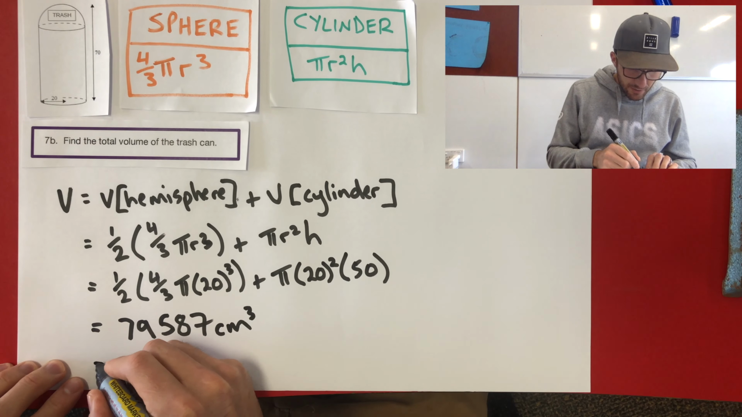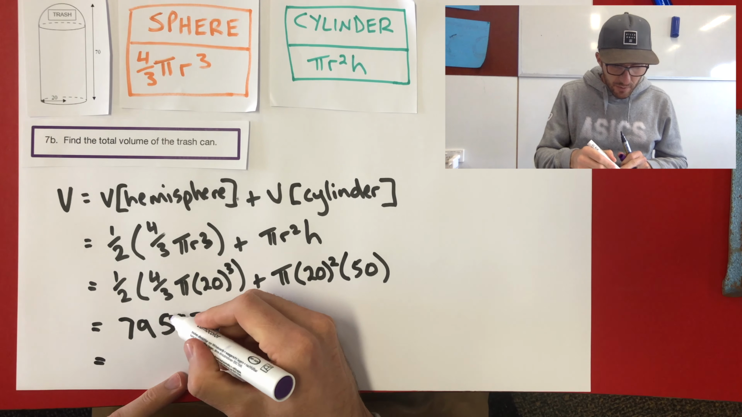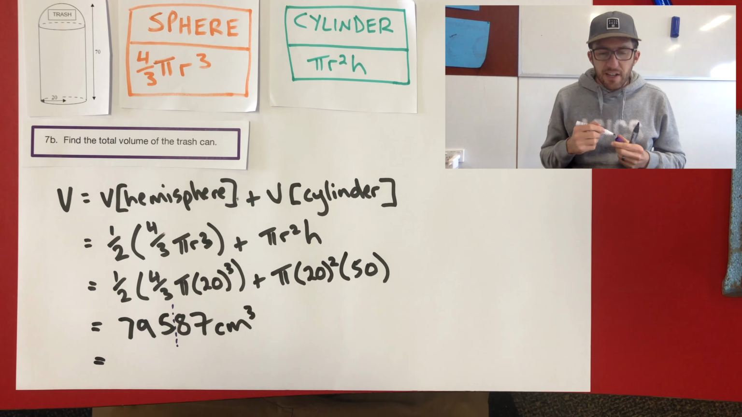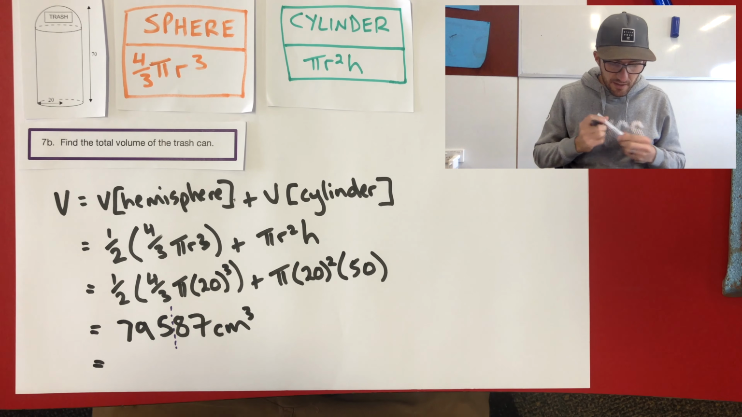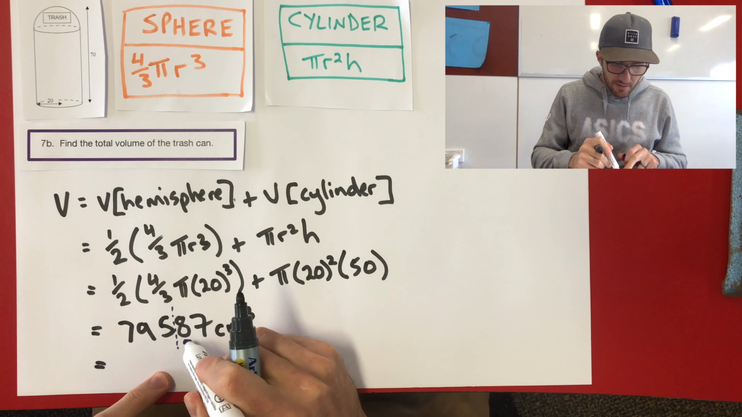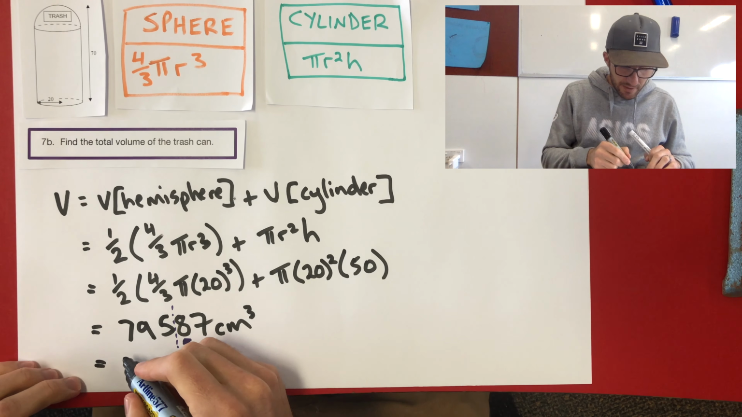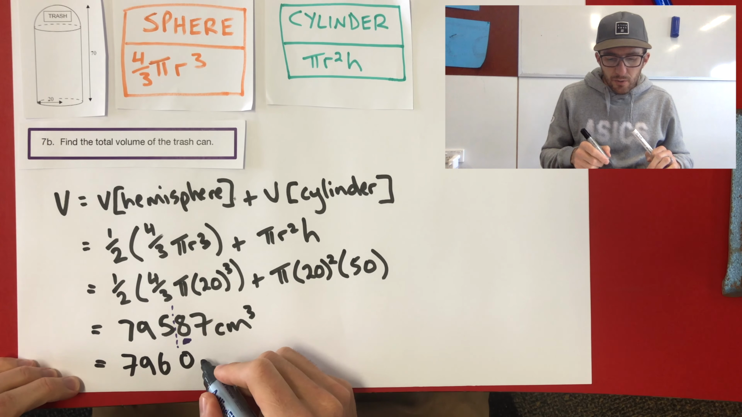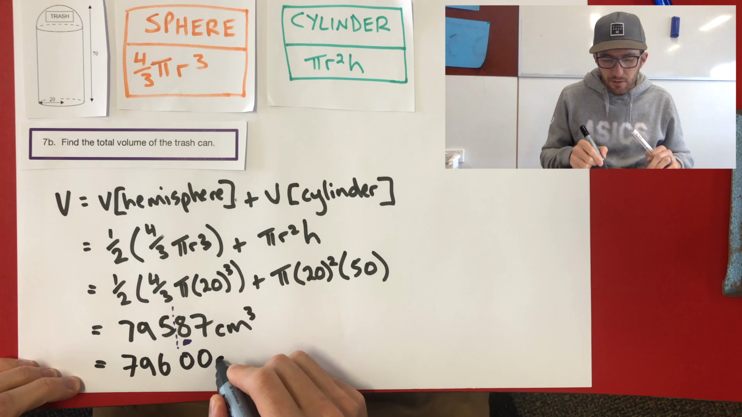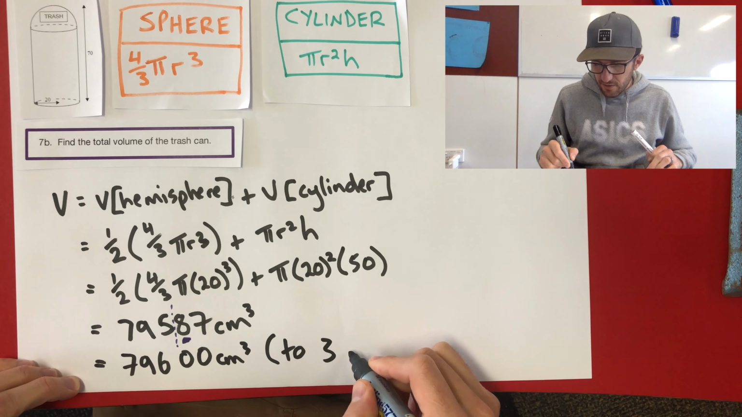If we're rounding to three significant figures, we put a cut line in there. Because that next digit is an 8, we're going to round up that 5 to a 6. So we get 796, and these two digits just become zeros. That would be to three significant figures.